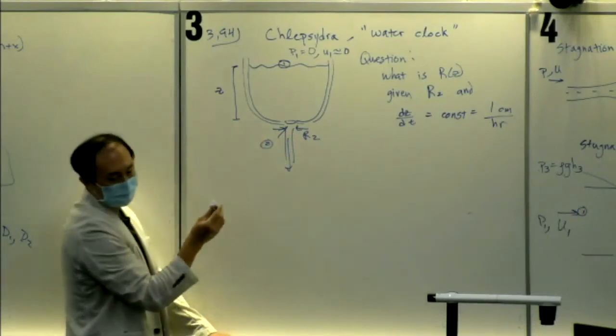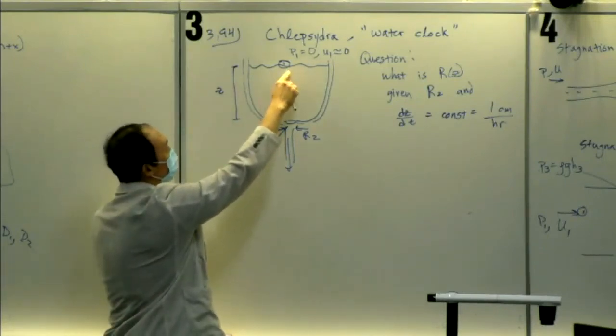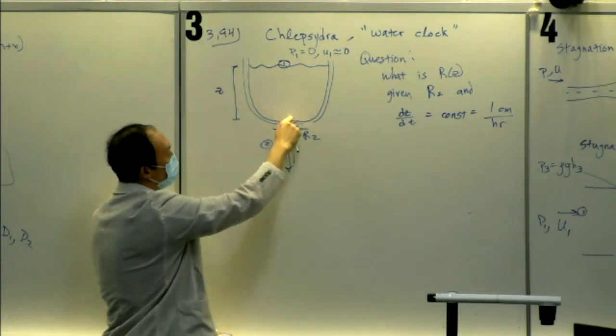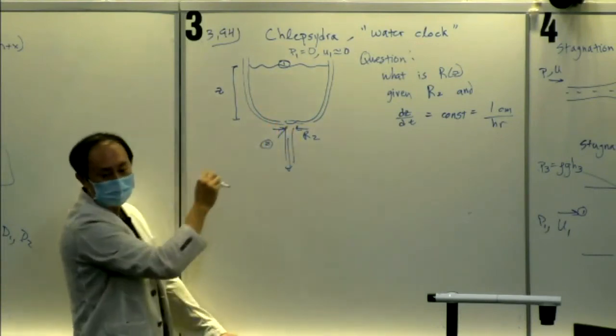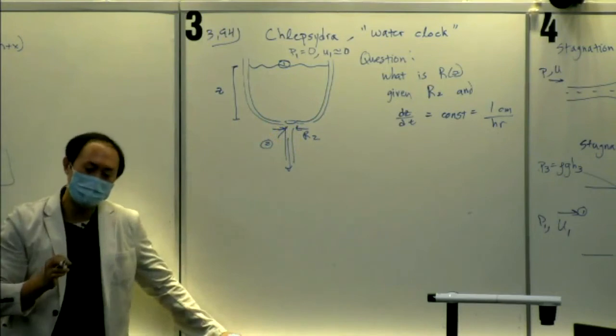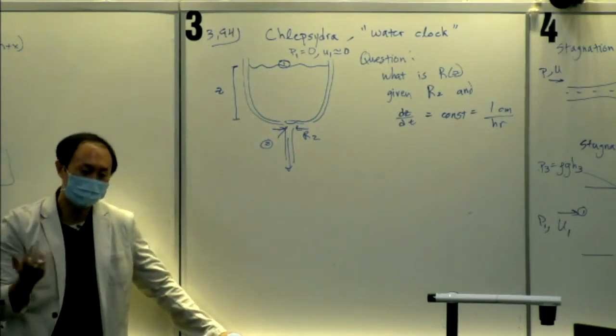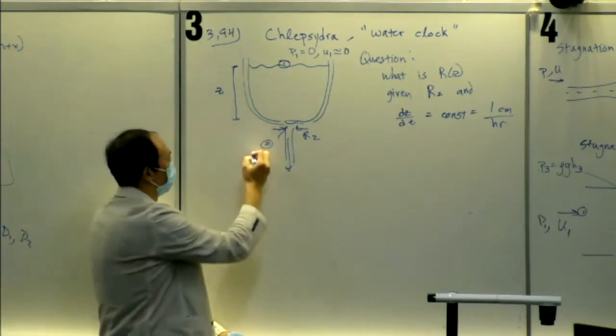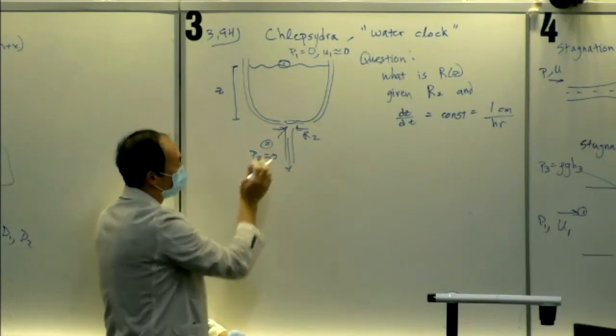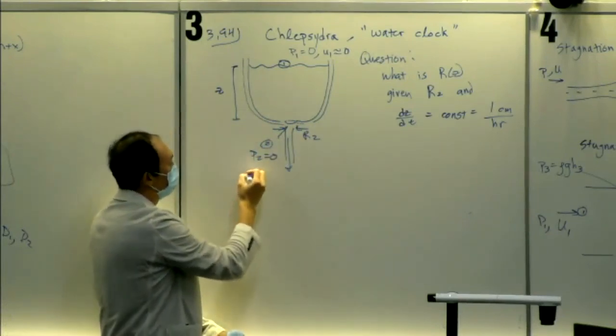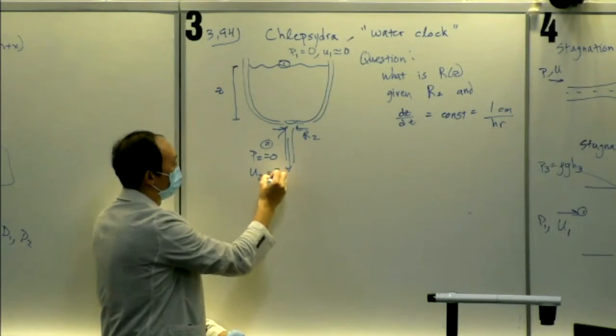This is the funny thing about fluids. It's got basically non-zero velocity, non-zero pressure. Then as soon as it exits that hole, as soon as that water molecule exits the hole, it has the same velocity, but the pressure is 0, because it's basically in the atmosphere. So P2 is 0, and U2 is non-zero, because that's what we're trying to figure out.